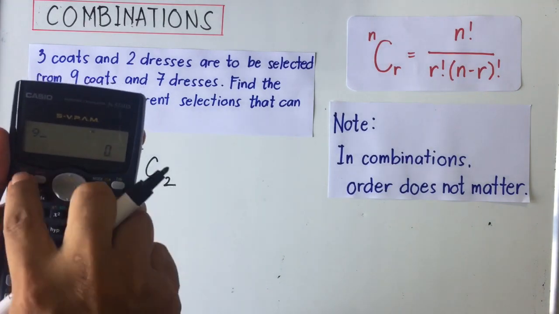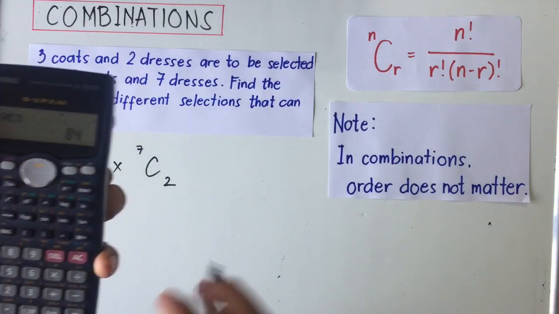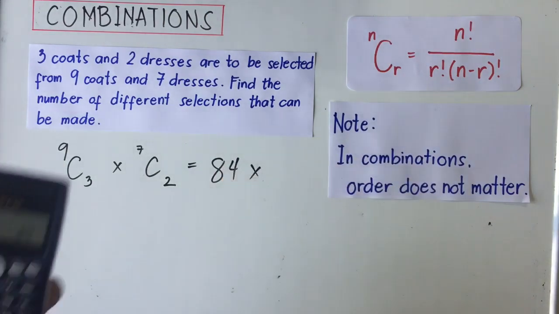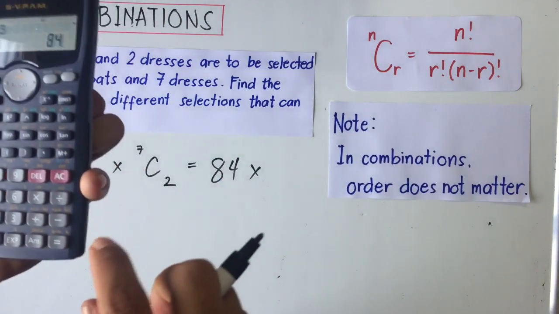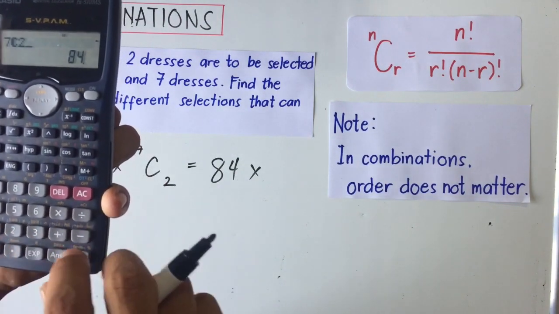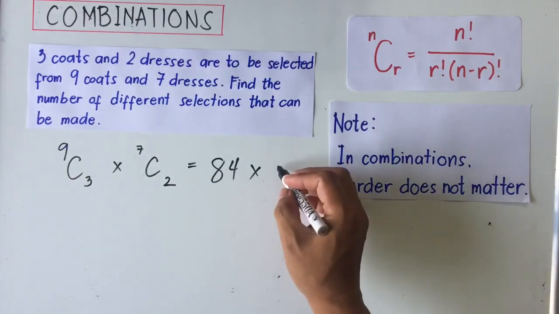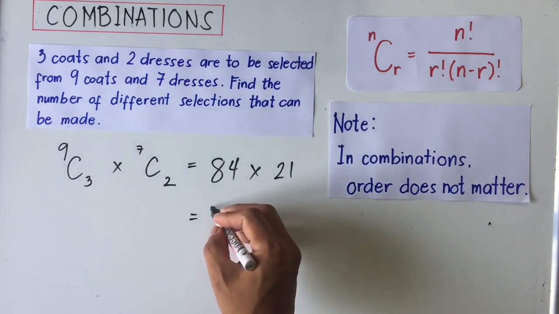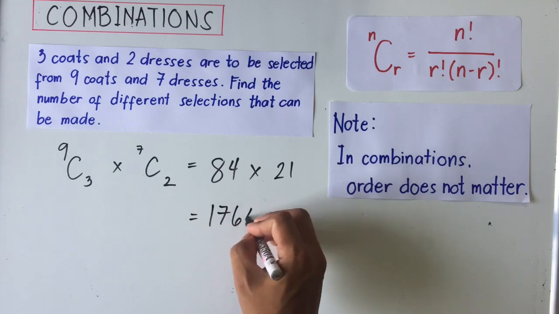9C3 is equal to 84, multiplied by 7C2, and 7C2 is 21. 84 times 21 is equivalent to 1,764. So the answer here is 1,764.